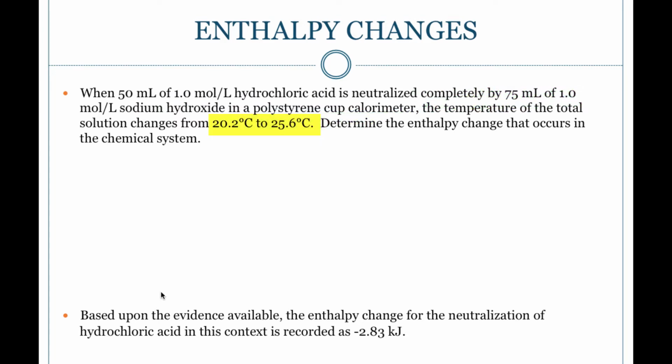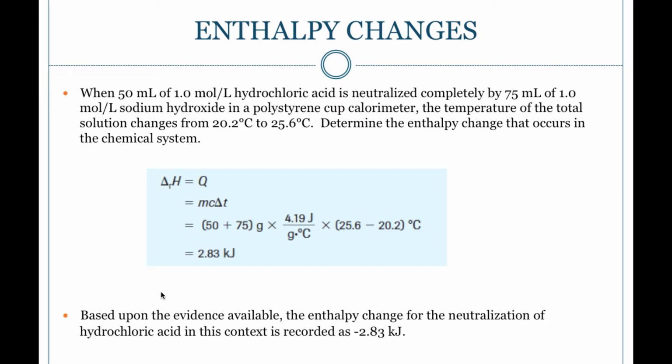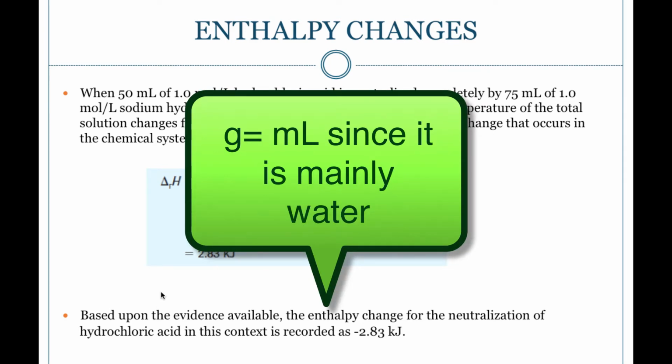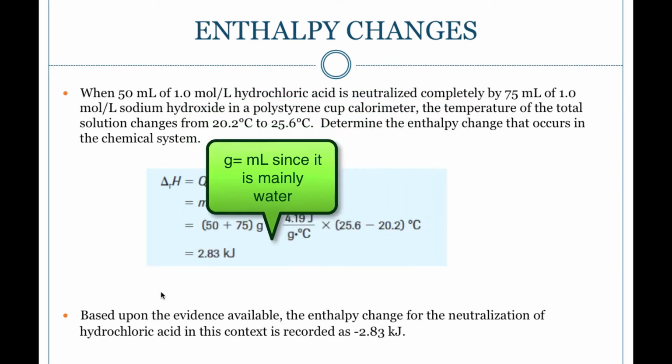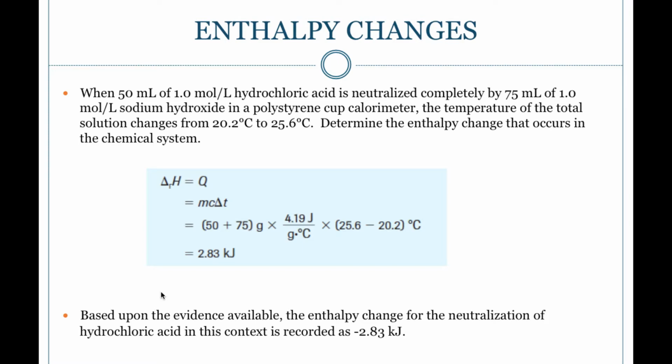Temperature changes, all right. So this goes all the way back to the beginning of the year where we did calorimetry, where we figured out the number of calories in food. So let's use that same equation here. It's MC delta T, right? The Q is equal to MC delta T. And it's the grams, which is 50 and 75 is 125 total. And the C value for water, which is pretty much just water, is 4.19. And then times the delta T, the change in temperature. So we do that, and it's 2.83 kilojoules.